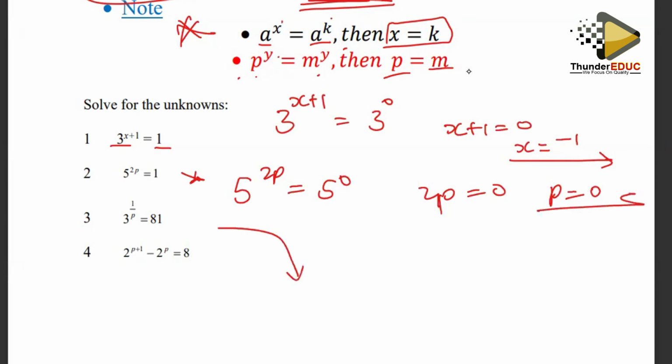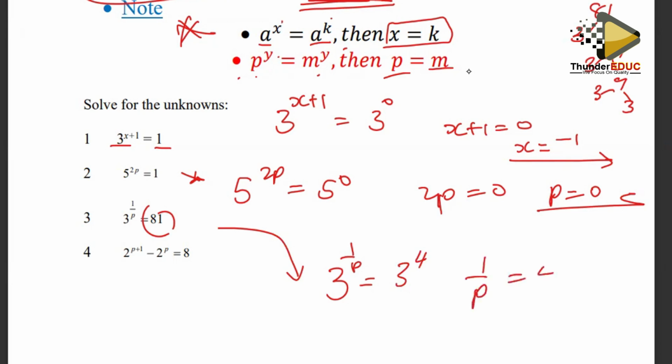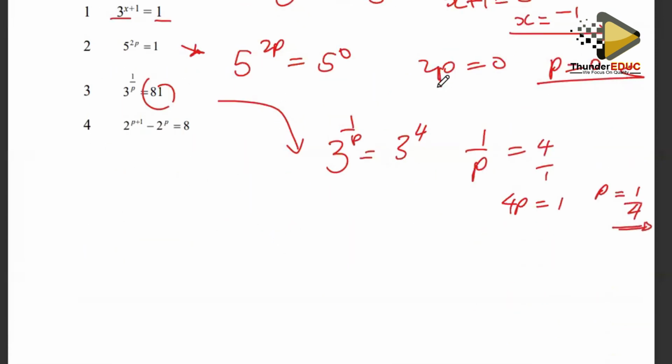Then number 3, 3 to the 1 over p. Let's break down 81 to a base of 3. Say 81 divided by 3 is going to be a 27, by 3 is going to be a 9, by 3 is going to be a 3. So we have 4 of them. Drop the bases. So 1 over p is the same as 4. And then crisscross. 4p is a 1, which means p is going to be a quarter, 1 over 4.